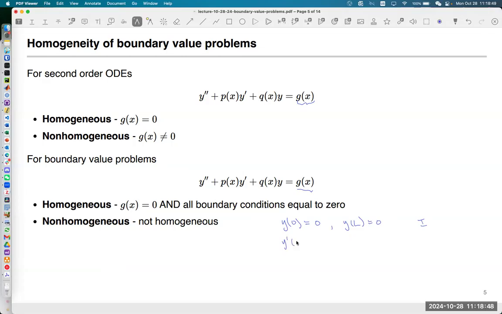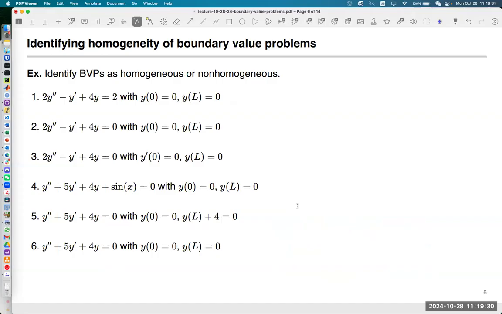And for type 2 boundary condition, we need y prime of 0, so everything equal to 0 for type 2. And if you have a mixed boundary condition, you will have y prime of 0 is equal to 0, y of L is equal to 0, or y of 0 is equal to 0, y prime of L is equal to 0. So I'm just listing all the possible things, but you have to note that all the boundary conditions have to be equal to 0 in order for it to be homogeneous. And it's easy to be non-homogeneous because it's defined as not homogeneous. So if it doesn't satisfy all these, it's not homogeneous. Okay, so let's try these problems. Yes.